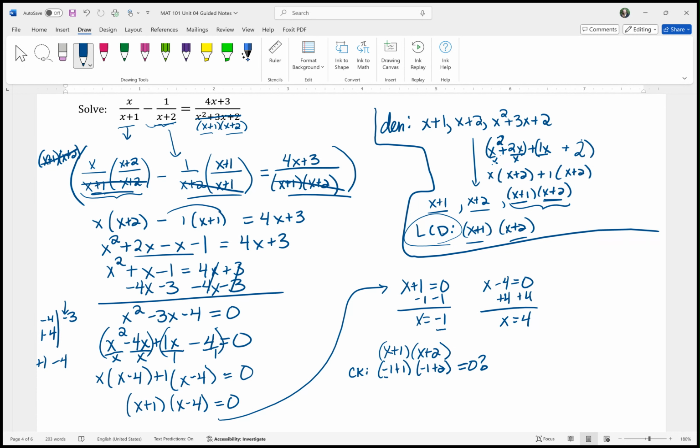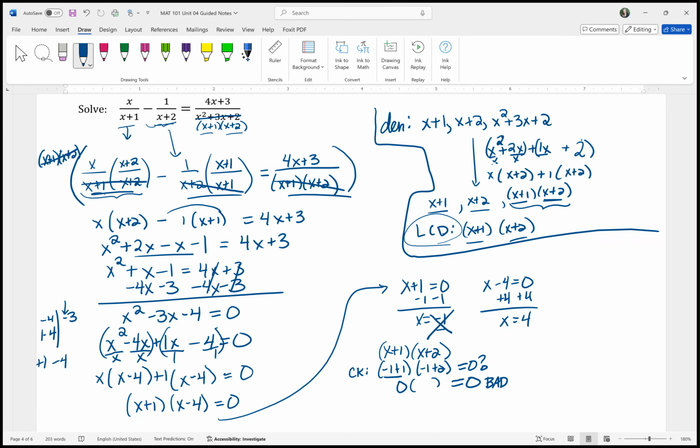Well, right here, if either one of these equals 0, it's 0, because 0 times anything is 0. -1 plus 1 is 0. And so at this point, it doesn't even matter what the other one is, because this does equal 0. And that is bad. Again, it cannot equal 0, because that means we're dividing by 0. So that means -1 is not an answer.